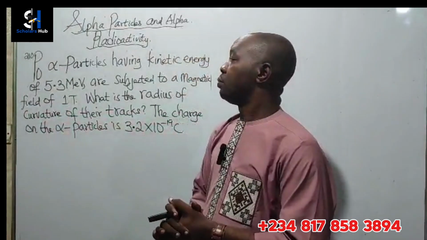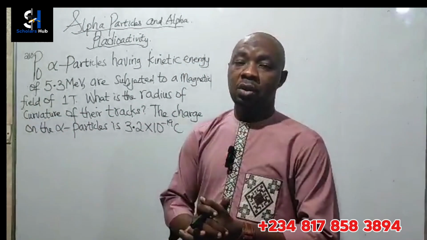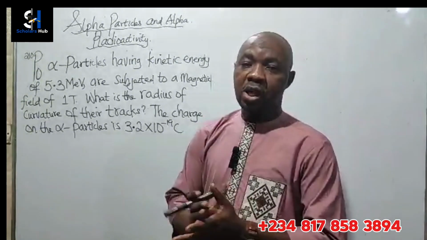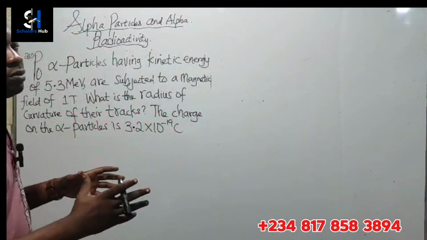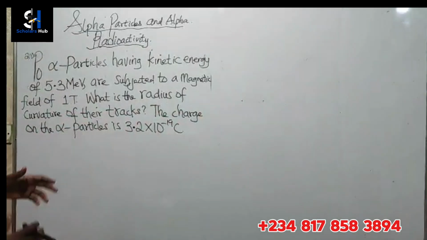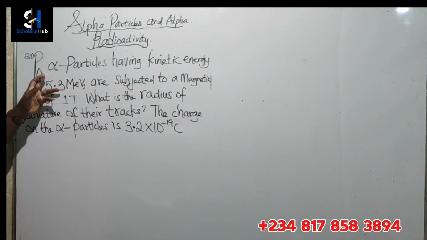Now this is another question on alpha particles and alpha radioactivity. We are still dealing with polonium. Here we have the element polonium. This is the symbol for polonium.